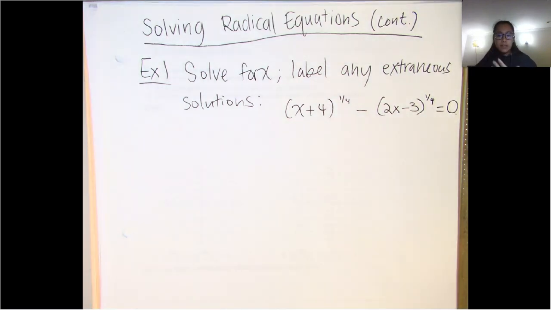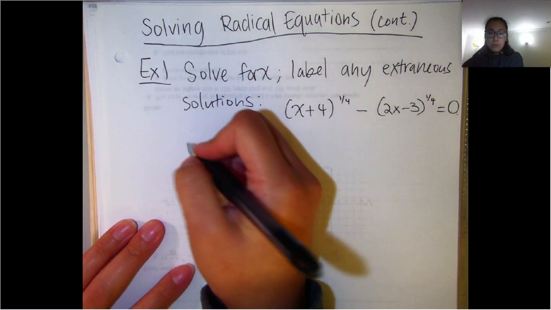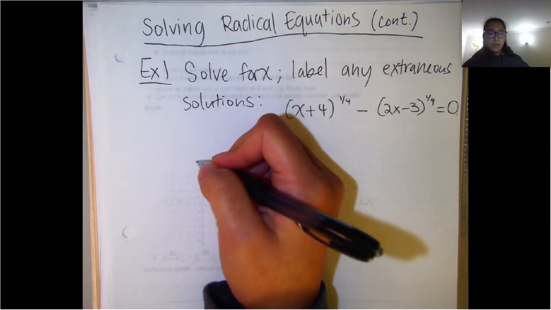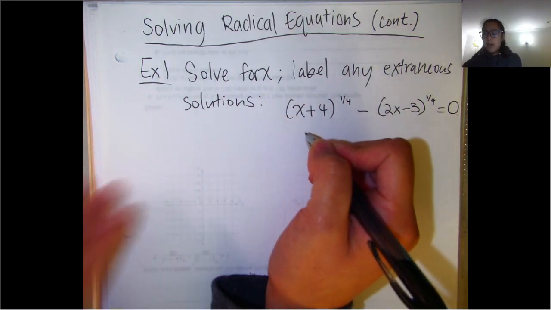So what you see in this equation is (x + 4) to the 1/4 power minus (2x - 3) to the 1/4 power equals 0. I don't see any radicals here, yet we're talking about solving radical equations. You should recognize that anything to the 1/4 power, or any fractional power, is a radical in some way, shape, or form. 1/4 power means fourth root. If you prefer radicals, you can rewrite this in radical form. If you prefer the fractional exponent, leaving it as the 1/4 power is perfectly fine.